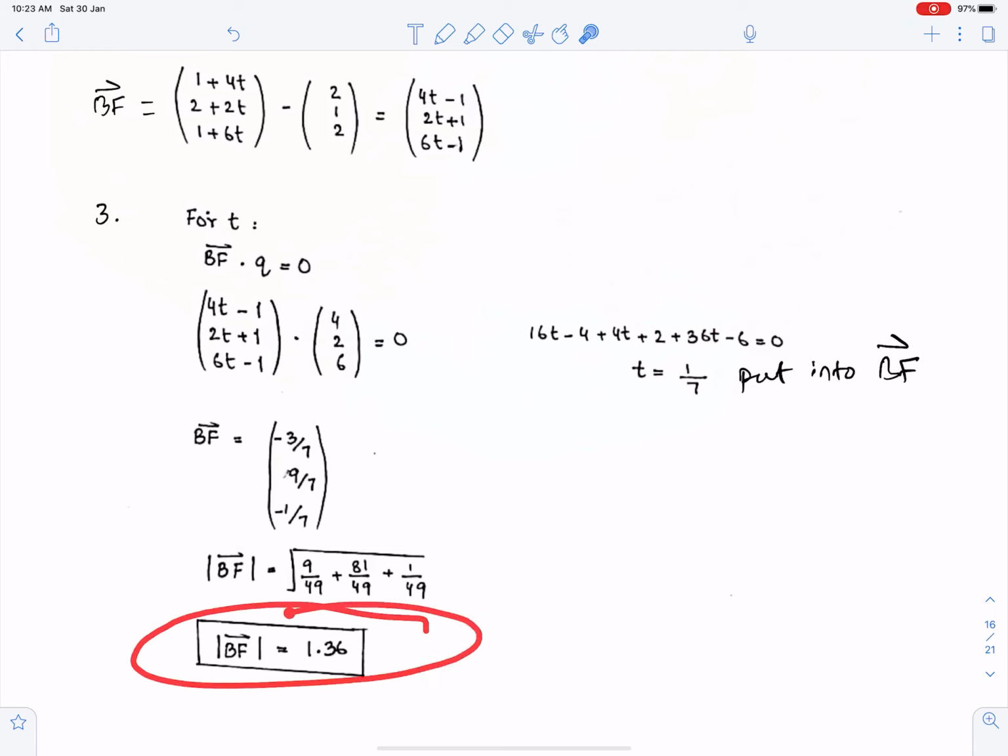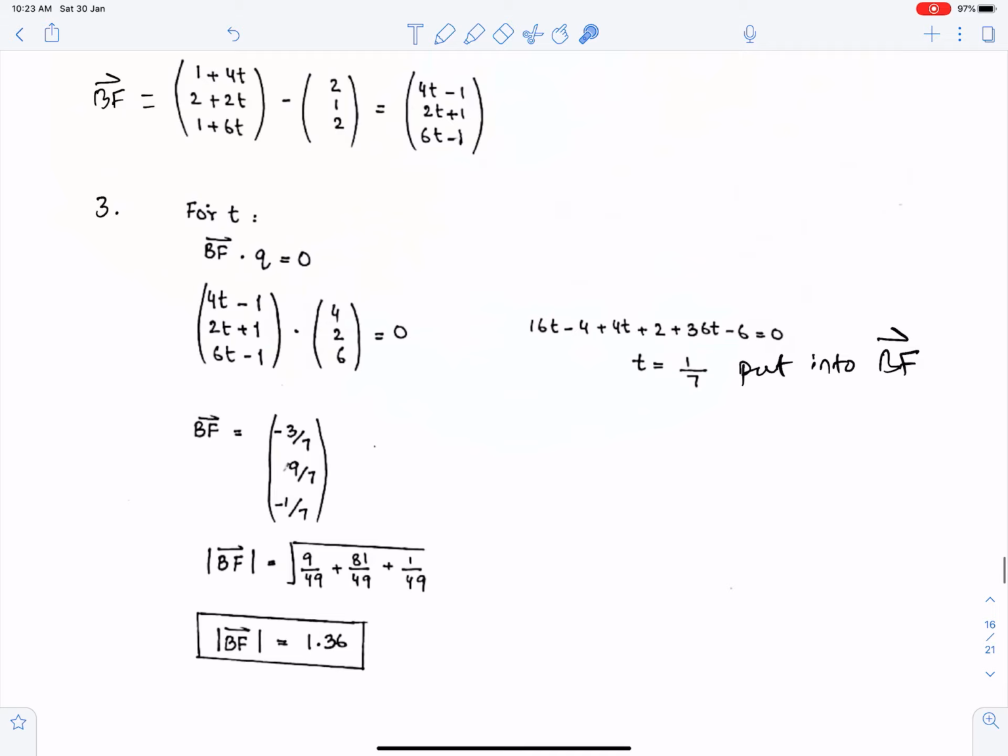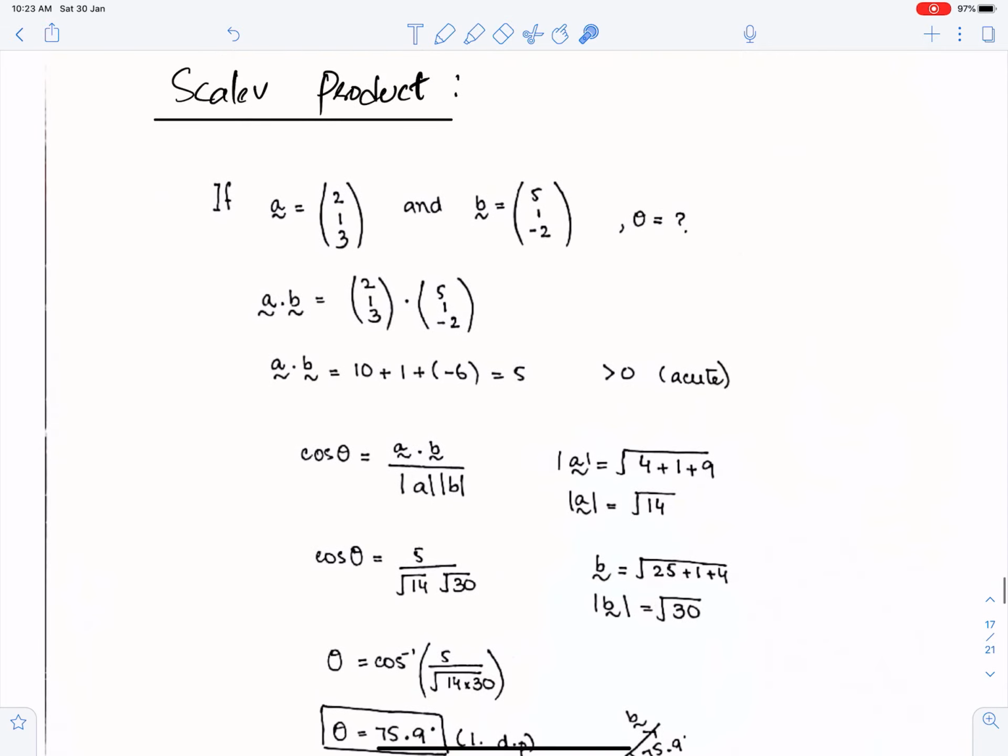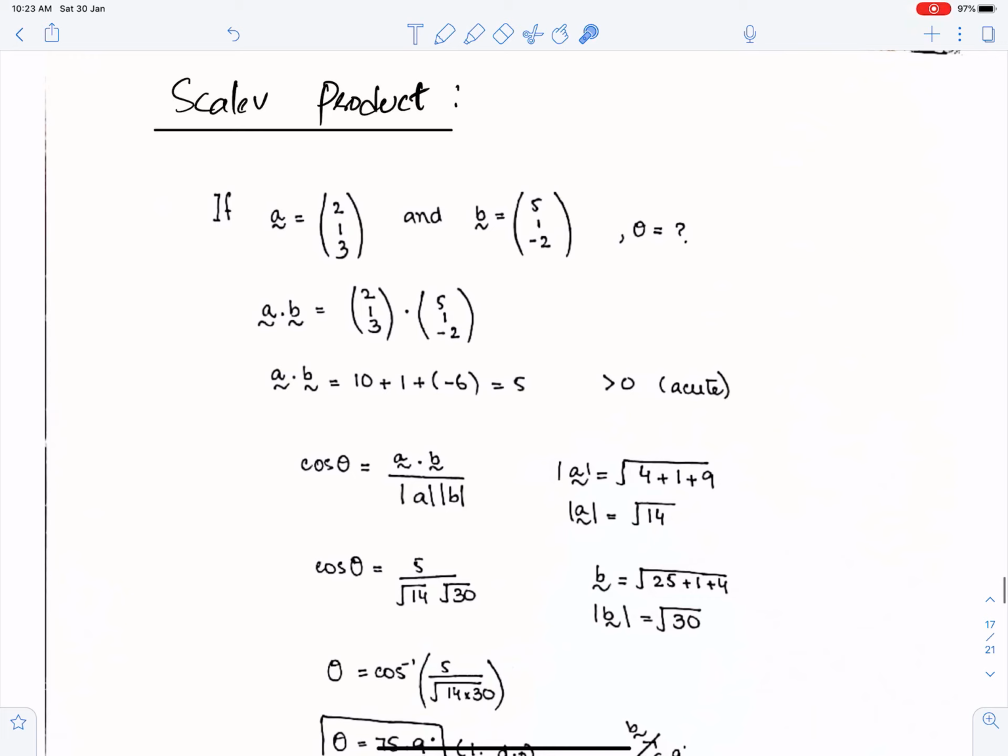And this is the shortest distance, BF. I hope you have understood this concept very well. Now, the next thing, scalar product. We have done this scalar product formula in my first lecture, lecture 1A. But just for a review, see this example.